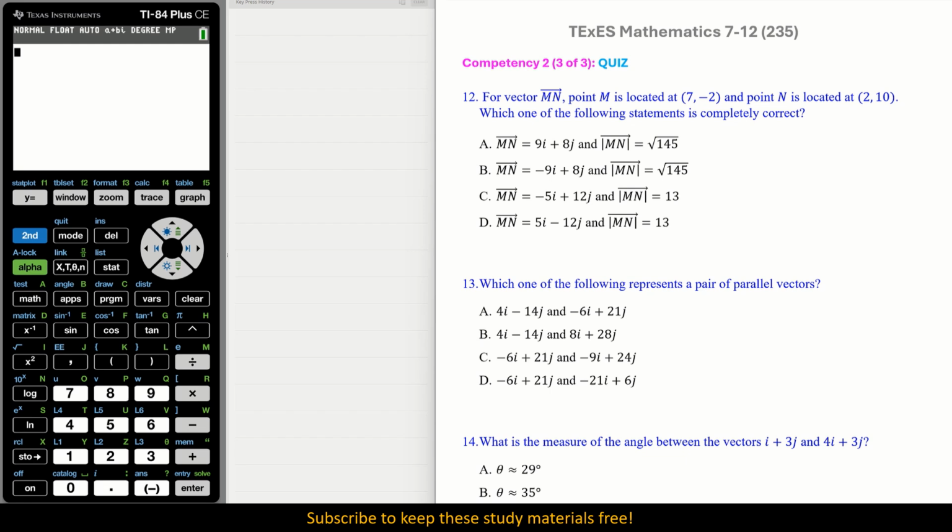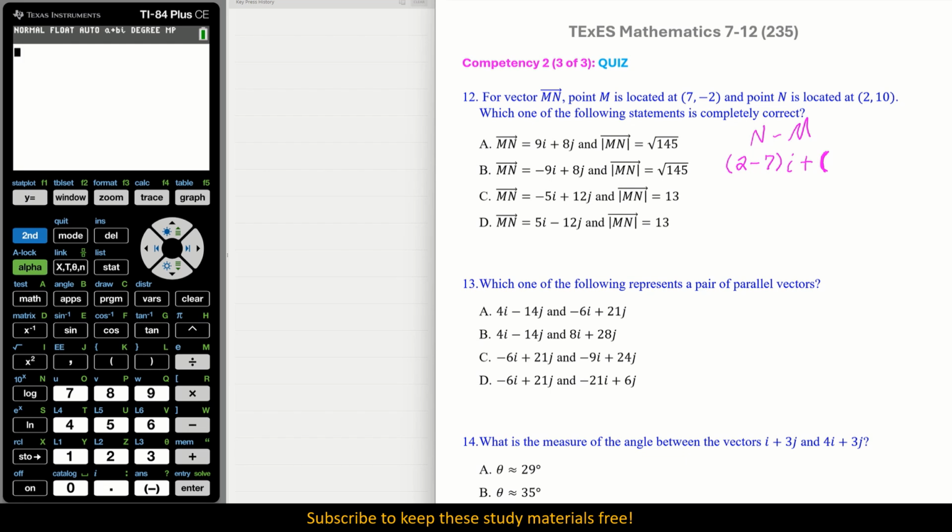Okay, so in order to find our vector, what we're doing is we're subtracting the elements of N minus M, okay? So this implies that we take 2. Remember, the x associates with the i. 2 minus 7, and that will all go in front of the i. And then we say add. Now, if it's going to be addition in the end after we're done, that's yet to be seen.